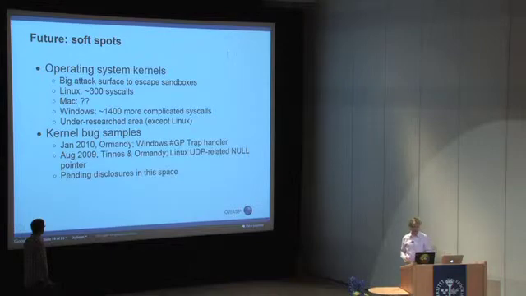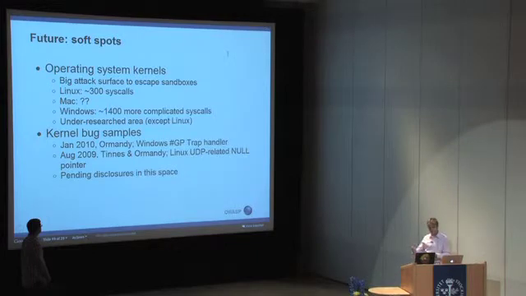Linux, for example, has about 300 interactions with the system and has seen quite a bit of research there. Windows has about 1,400. It's a more complicated operating system. It has about 1,400 system calls, perhaps less research than Linux. So perhaps there's going to be some interesting research in the future there.